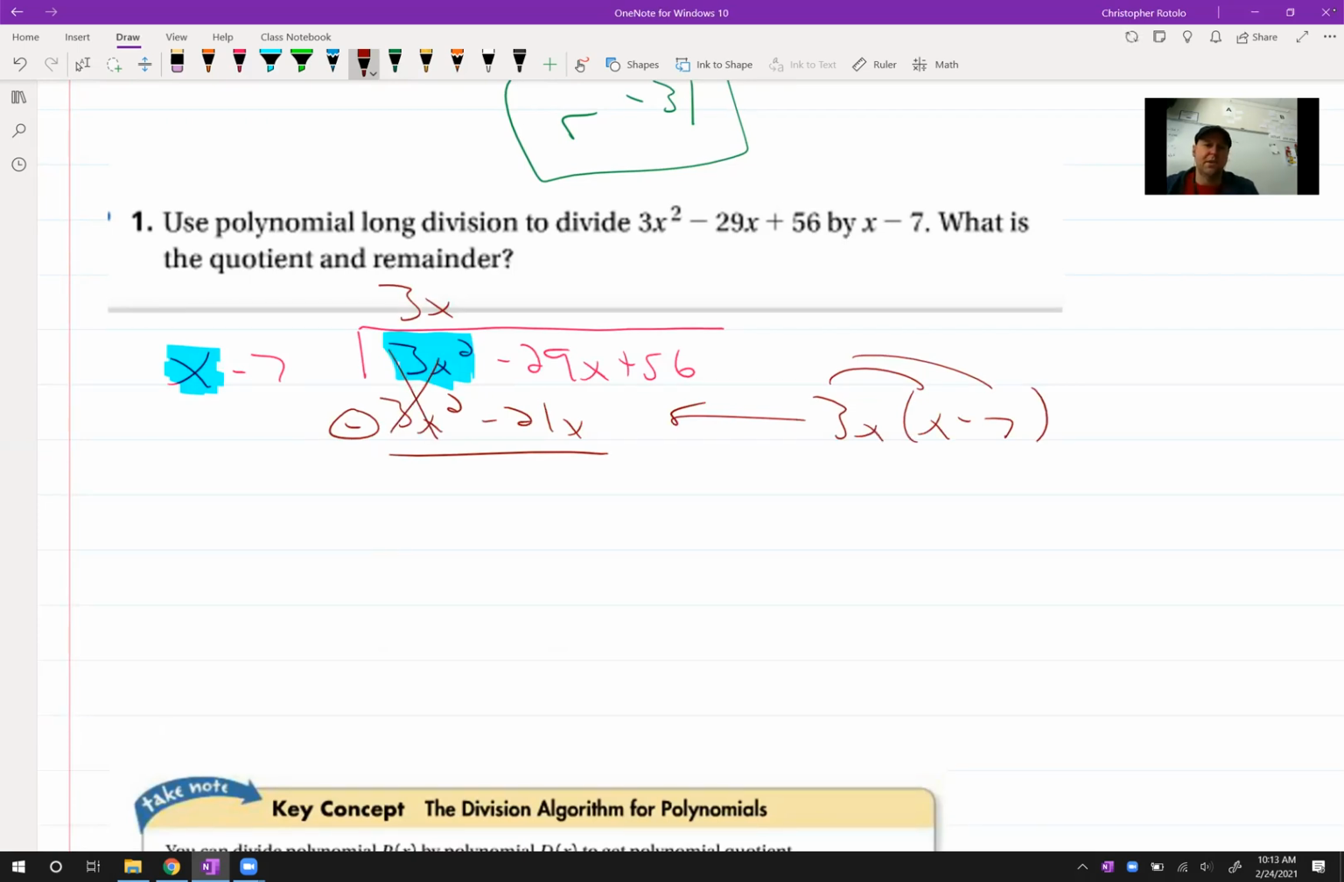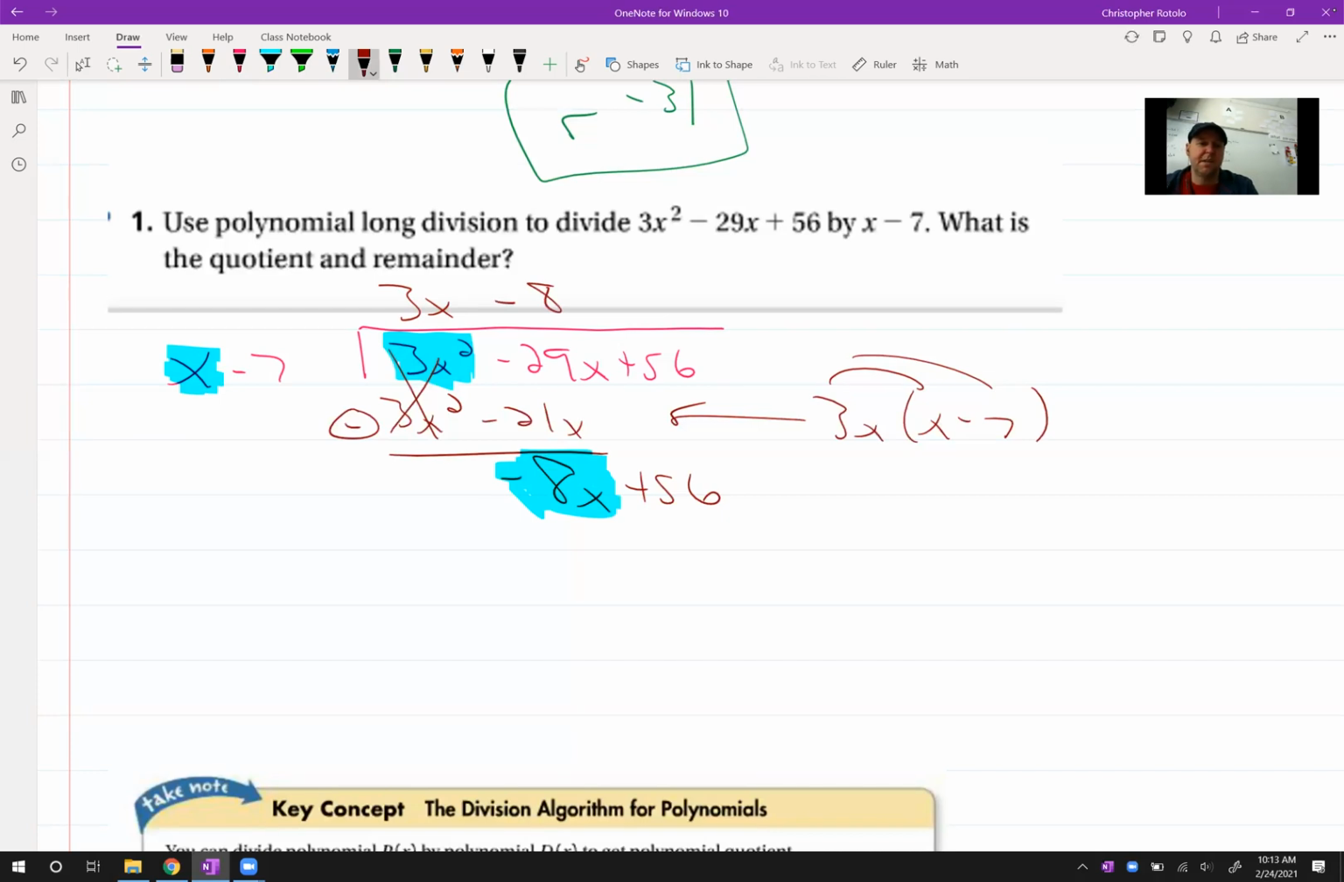Look at this. Negative 29 minus negative, right? So that means I have a double negative. So it's really negative 29 plus 21. Okay, so that's negative 8 on the x's plus 56. Remember the new item in front here, I only care about the first term, which is negative 8x. We already have x, so I just have to multiply by negative 8.